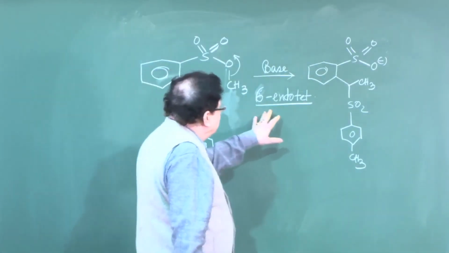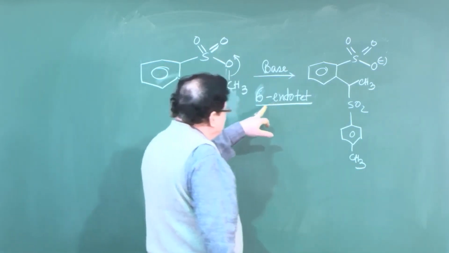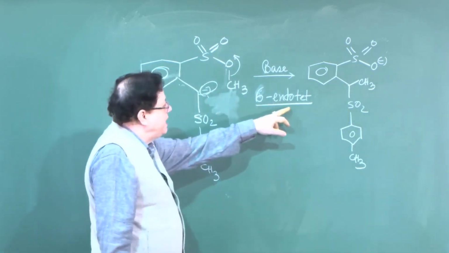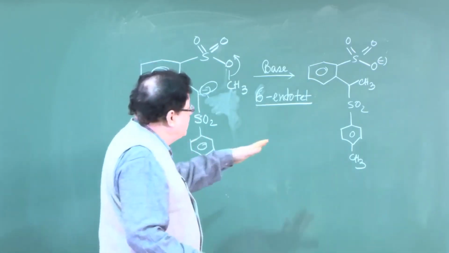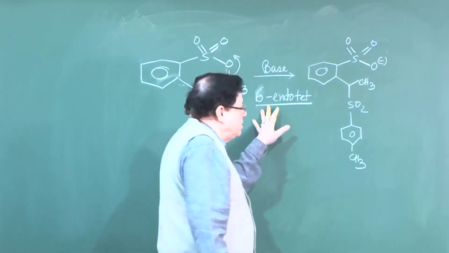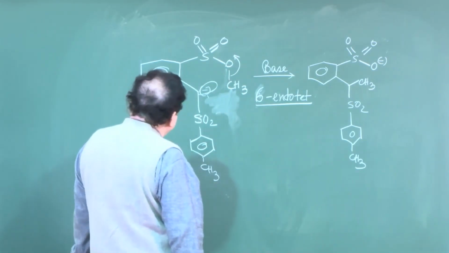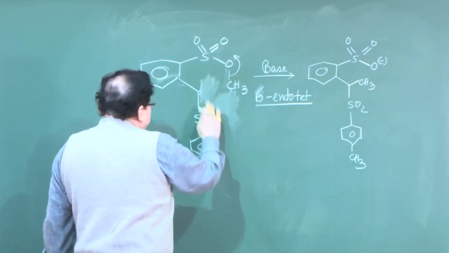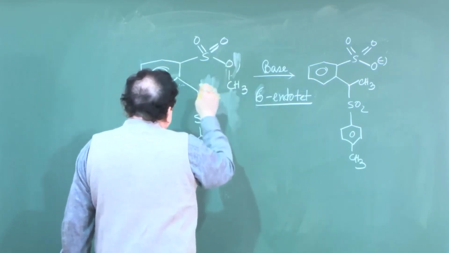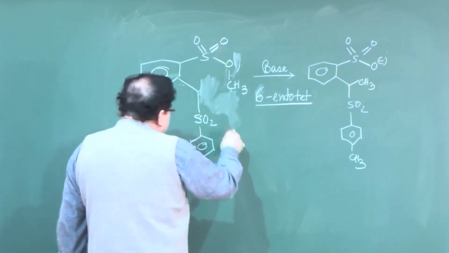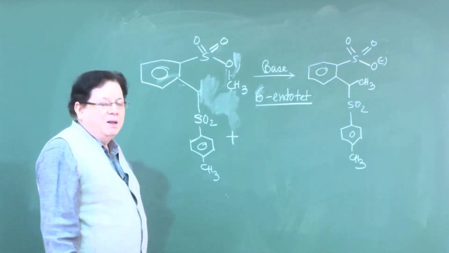So, the question is whether this product has been generated by a 6 endo-tet process or something else is going on. Because if it is formed by this process, then Baldwin's rule will be called into question. Now, in order to solve this dichotomy, what was done was that another molecule was combined with this.